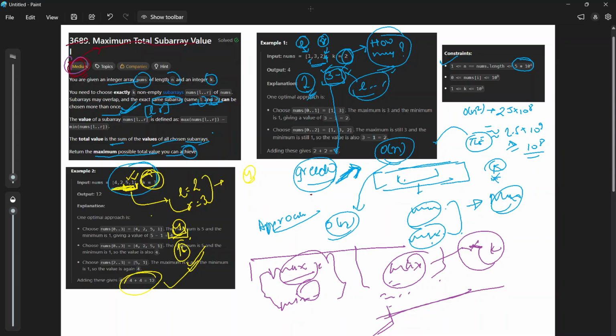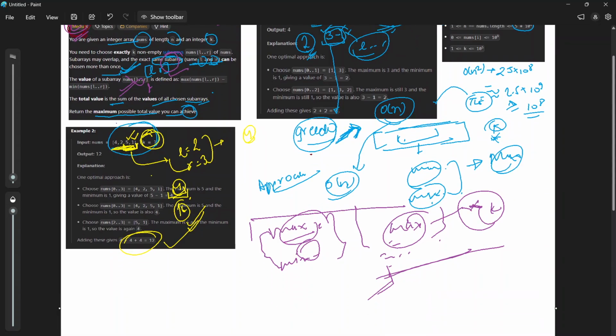But I don't know why it is marked medium on LeetCode. The main reason is that the next follow-up of this problem is 3691, in which we cannot choose the same subarray many times, whereas in this problem we can choose the same subarray many times. This is the only difference, and that question can only be solved by the concept of a segment tree. That's why this problem is marked medium on LeetCode.